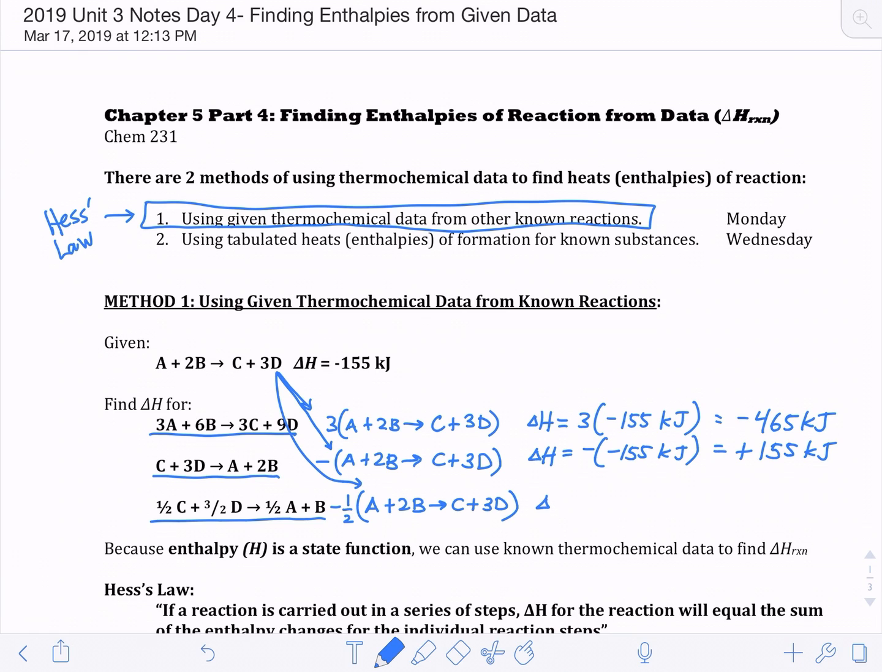So I'm going to take my delta H, multiply it by negative 1 half. That's going to make it a positive, and it's going to cut the delta H in half to be 77.5 kilojoules. So reminder, extensive property, if we flip it around, we flip the sign of the delta H. Keep those things in mind today.